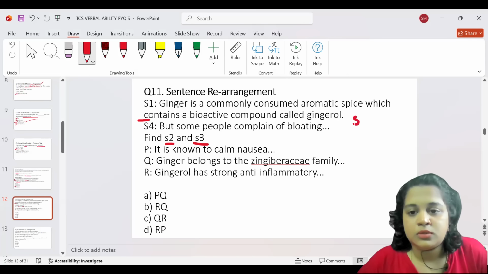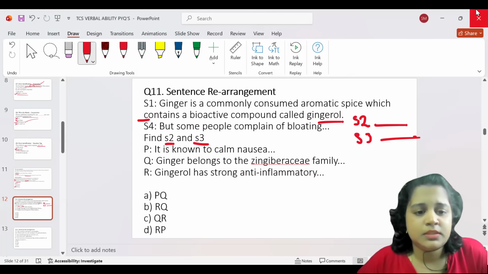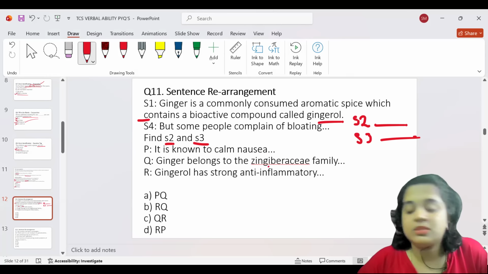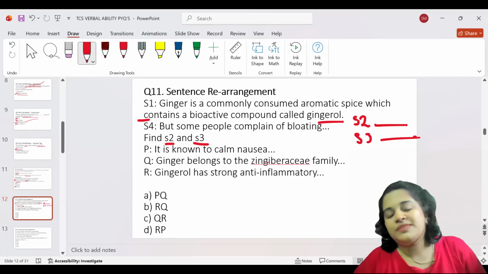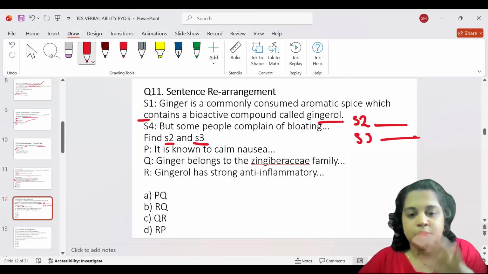So S2 and S3 will be coming in between. Let us read the options. P: It is known to calm nausea. Q: Ginger belongs to the Zingiberaceae family. See, this is a biological term. You don't have to worry about understanding it. It's just a family name in biology, right? R: Gingerol has a strong anti-inflammatory property.